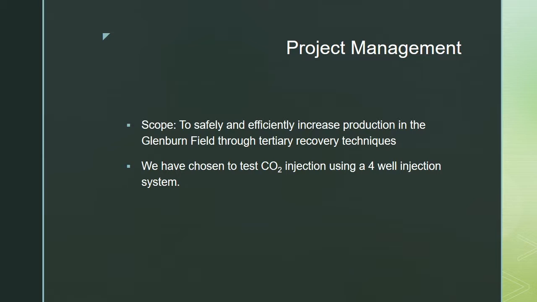One of project management's most important roles is defining the project's scope. Here, our scope is to safely and efficiently increase the production in Glenburn Field through tertiary recovery techniques. But we will mainly be focusing on carbon dioxide injection. Based on our research of similar fields, we have chosen to test CO2 injection using a 4-well injection system. We have reason to believe that this 4-well approach could increase recovery factor by 10 to 12% compared to a 2-well injection system.